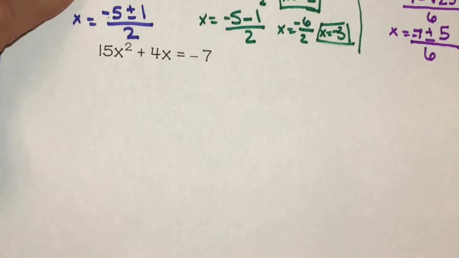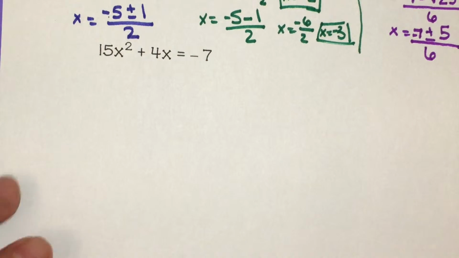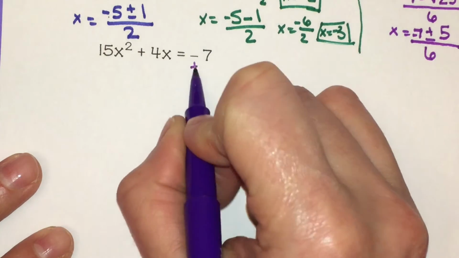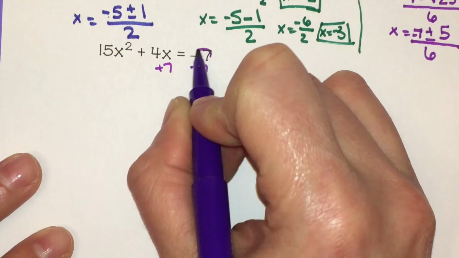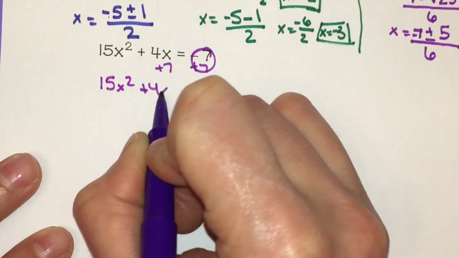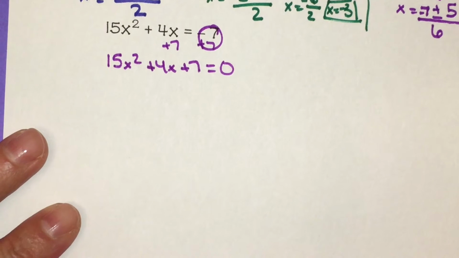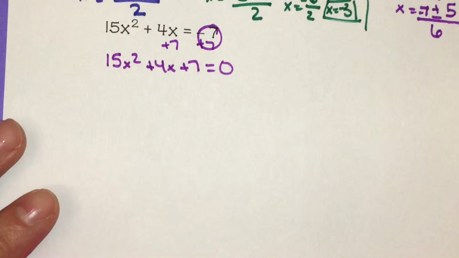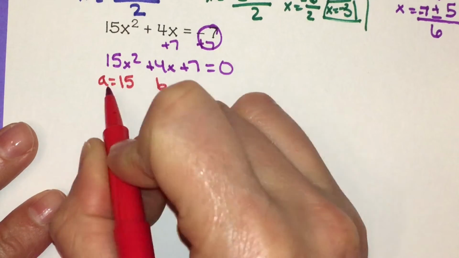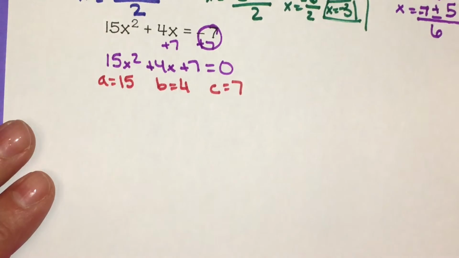So remember I said it has to equal 0 on the right side. Because it doesn't equal 0, we have to move the negative 7 to the left by adding 7 to both sides. Negative 7 plus 7 is 0, so I have 15x squared plus 4x plus 7 equals 0. Okay, so I know my a value is 15, my b value is 4, my c value is 7.